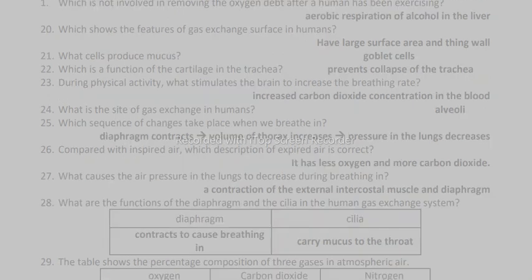1. Which is not involved in removing the oxygen debt after a human has been exercising? Aerobic respiration of alcohol in the liver. 20. Which shows the features of gas exchange surface in humans? Have large surface area and thin wall.